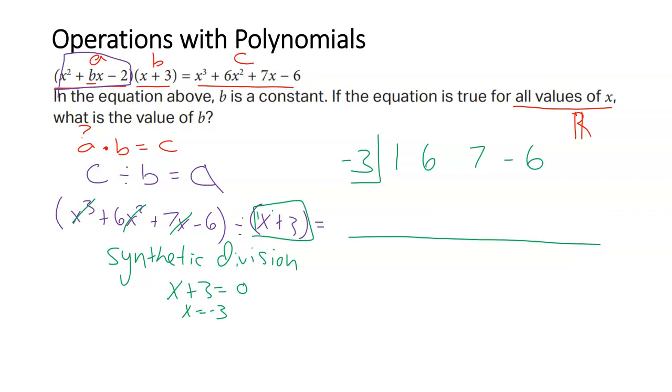Once we have that, now we can go through the process of synthetic division. Bring down the first number, and then we're going to multiply. Negative 3 times 1 gives me negative 3. Put that underneath the next column, and then we're just going to repeat that process of add, multiply, until we get all the way to the end. 6 plus negative 3 is 3. Multiply, add, multiply, add.